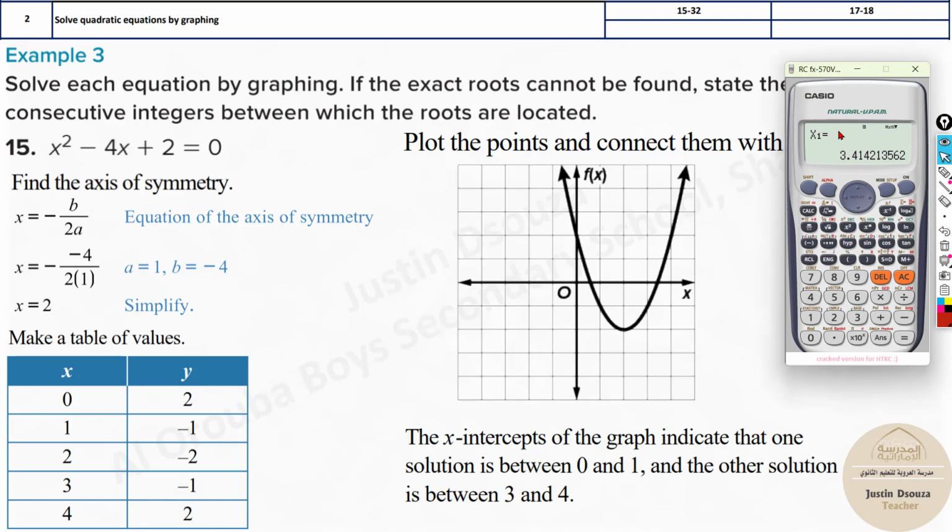I don't think you will get this exact answer. You might have ranges between 3 and 4. Yes, this is between 3 and 4. And the other answer is between 0 and 1 because it's 0.58. That's how we do it.